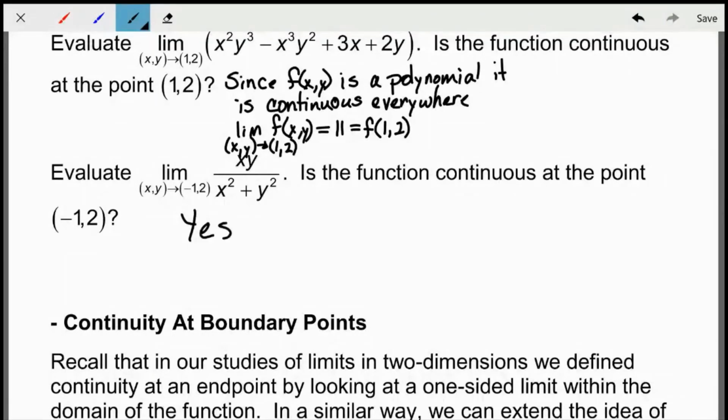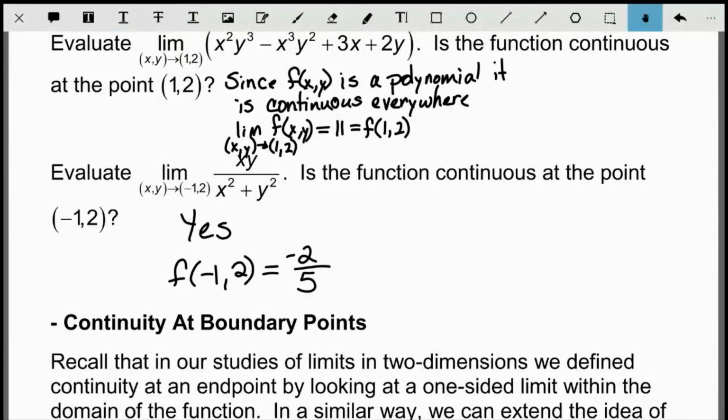Yes, it's continuous. And if I wanted to, I could say f of (-1, 2) is equal to -2/5. So in terms of my justification, I can justify it in a couple of different ways. I can say when I plug the point (-1, 2) in, I get a function value. Therefore, I know this is continuous. But you can also say, I can look at the pieces of this function, and the pieces are continuous. So the composite of that is also going to be continuous.